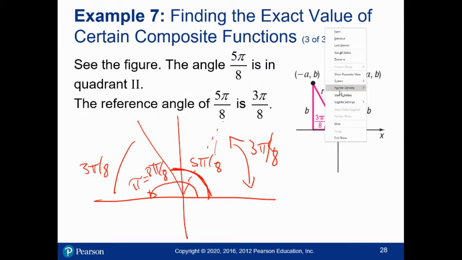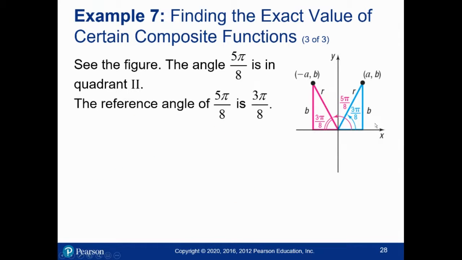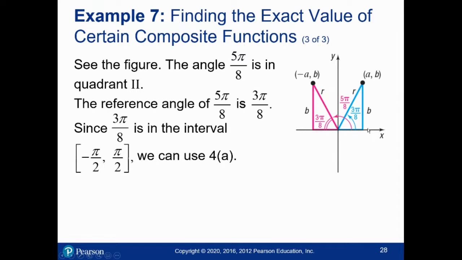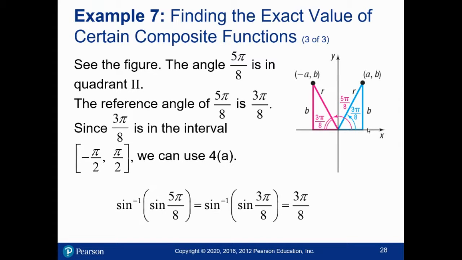So if I take the same height as 5 pi over 8, I put it into quadrant 1, the relevant angle is 3 pi over 8. And that is in quadrant 1 or 4, specifically it's in quadrant 1. So the arcsine of the sine of 5 pi over 8 is actually 3 pi over 8. So one way you can also view this is that as a number, the sine of 5 pi over 8 is equal to the sine of 3 pi over 8. And 3 pi over 8 is now in quadrant 1, so I can just do arcsine of sine of 3 pi over 8 is 3 pi over 8.